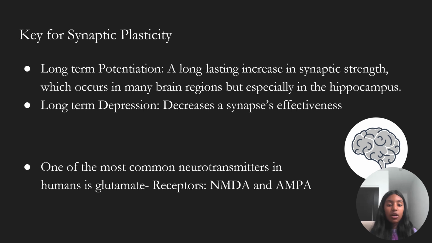So this slide talks about the key for synaptic plasticity. We have long-term potentiation, the long-lasting increase in synaptic strength, which occurs in many brain regions, but especially in the hippocampus. And long-term depression is the decrease in the synapse's effectiveness. One of the most common neurotransmitters in the human body is glutamate, an excitatory neurotransmitter. So you have 2 receptors, the N-methyl D-aspartate, the NMDA, and AMPA, which stands for alpha-amino-3-hydroxyl-5-methyl-4-isoxazole propionic acid.